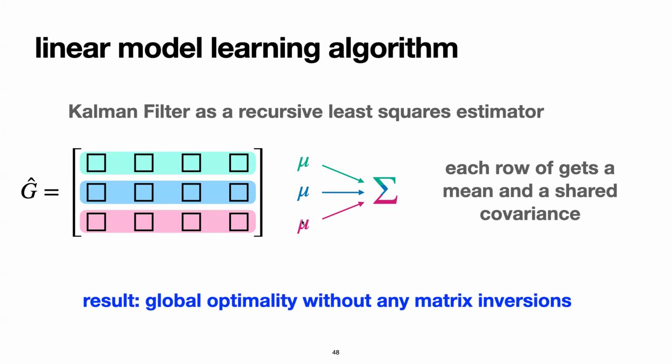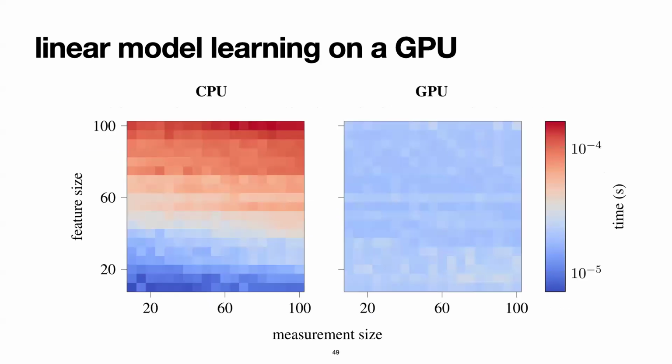And the result is that since we're doing things in a Kalman filter, and everything is still linear since the mapping between the feature vector and y is linear, I get global optimality without any need to do matrix inversions. And the beautiful thing about this is that if I can solve this for a globally optimal mapping, and I don't need to invert any matrices, this will run very well on a GPU since everything can be parallelized.